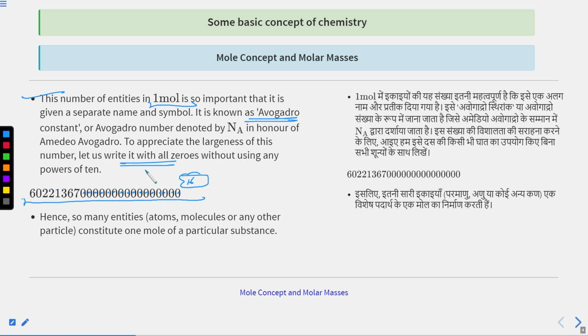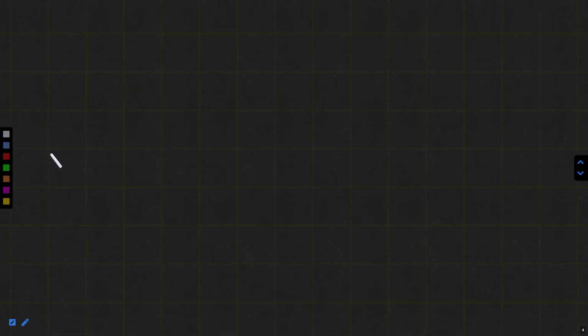So with all zeros, without the powers of 10, you can see the largeness of this number. This number is very, very large. Hence, so many entities like atoms, molecules, ions, cations, electrons, protons, neutrons, etc., constitute 1 mole of a particular substance, right? So many entities are there. Suppose I am saying 1 mole of CH4 molecule.